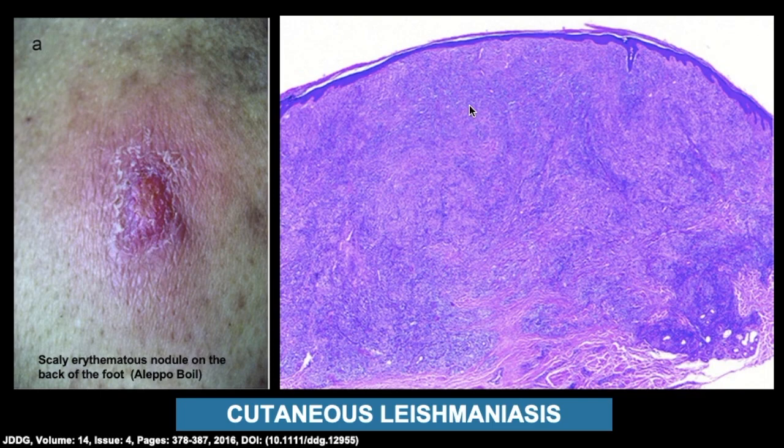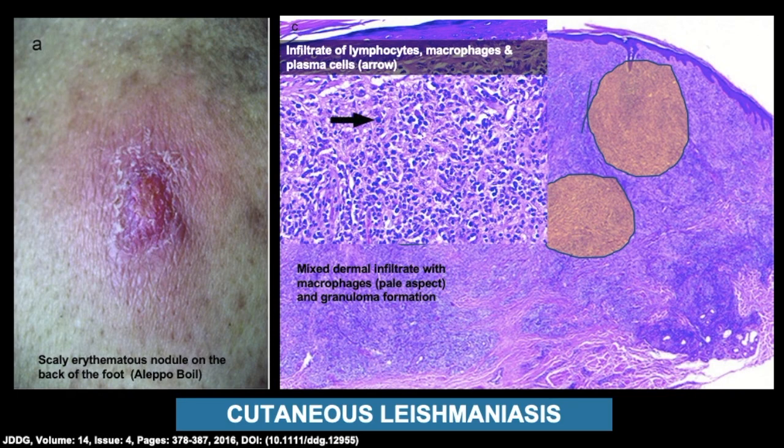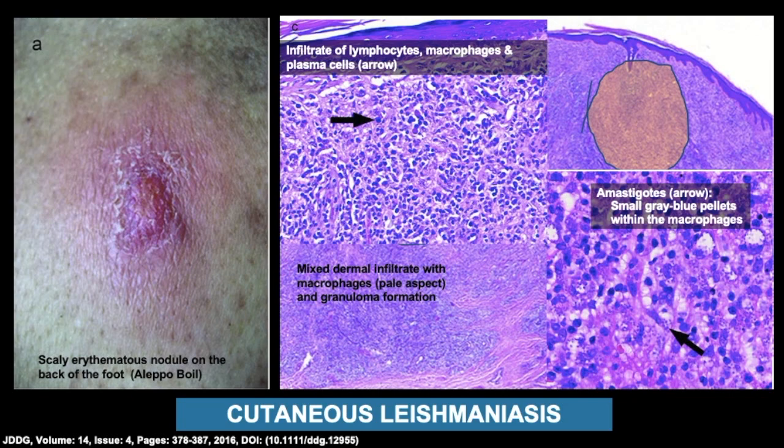If you do a biopsy for these lesions, you will see granuloma formation. On low power, you may see macrophages, those pale areas in the biopsy. On high power, you will see mixed inflammatory cells composed of lymphocytes, macrophages, and plasma cells. On high magnification, you can identify the organism, Leishmania, as blue-gray granules inside the macrophages, where you can do Giemsa staining. It can help you with visualizing those organisms.